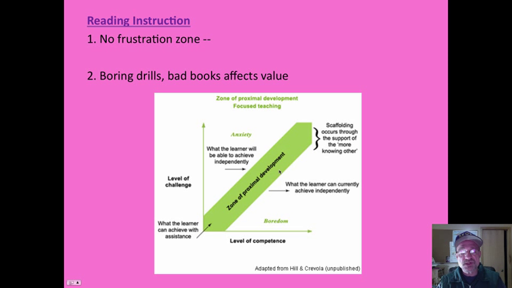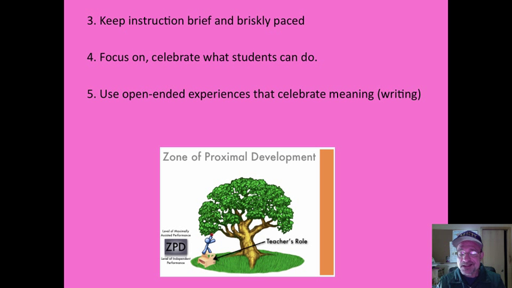Boring drills, bad books affect value as well. Frustration affects your expectancy. Bad books, boring drills affect value. Value times expectancy equals motivation. So what does it mean for you? Skills instruction is part of reading instruction, but keep instruction brief and briskly paced. Remember, students don't learn to read by your skills-based instruction. That's part of it, but they learn to read by being exposed to reading and words and all this stuff. So keep instruction, get to the real task, which is practicing reading and writing.